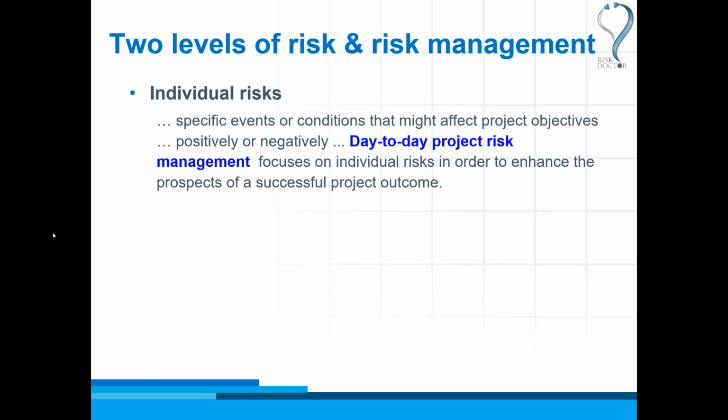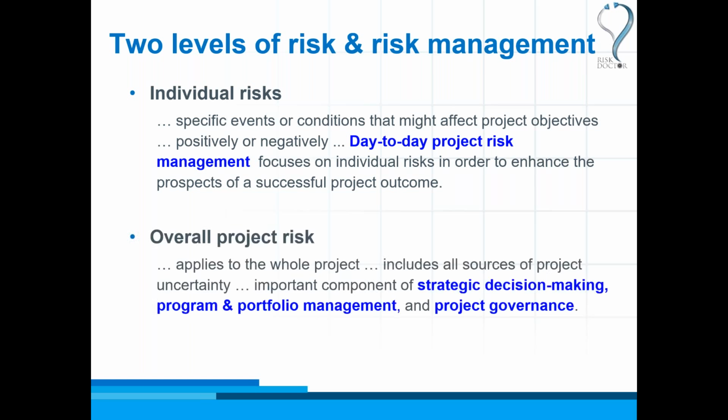So this is what we do normally in project risk management. We identify individual project risks and we manage them through the routine project risk management process in order to improve our chances of success. For overall project risk, it's something which applies to the whole project, includes all sources of project uncertainty, not just individual risks. And we use it when we're deciding on the strategy for the project, on the way that we manage our programs and portfolios, and how we steer or control the project through project governance. And so we have two different levels of management of these risks. Individual risks are managed through the routine project risk management process, but overall project risk, how risky the whole project is, is managed in the way that we set up and control the whole project.